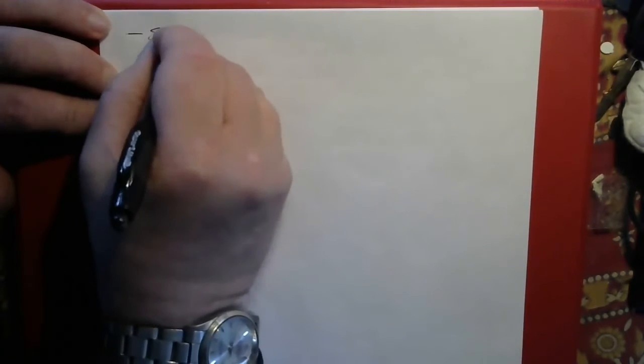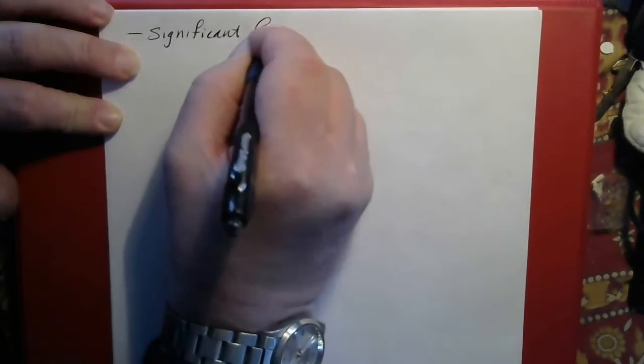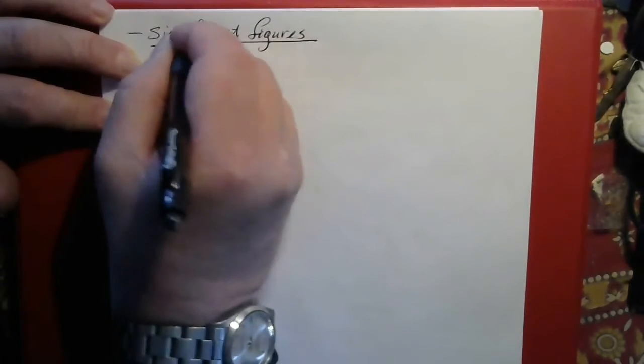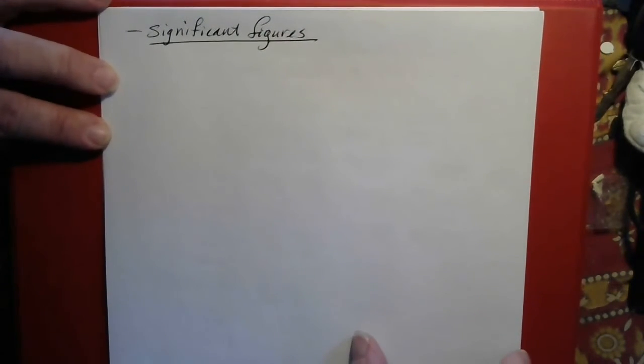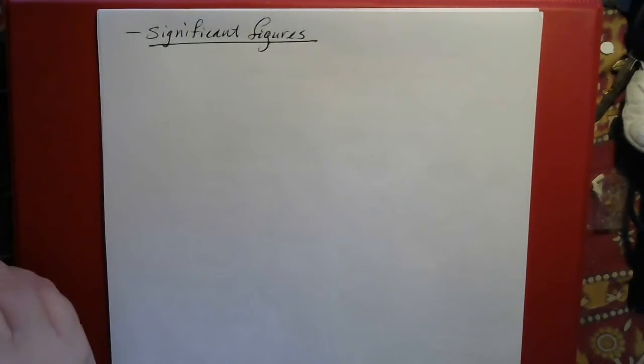Anyway, something else we need to cover is reviews of things like significant figures. Significant figures, or significant digits as it's sometimes called, is about the accuracy with which we know measurements.